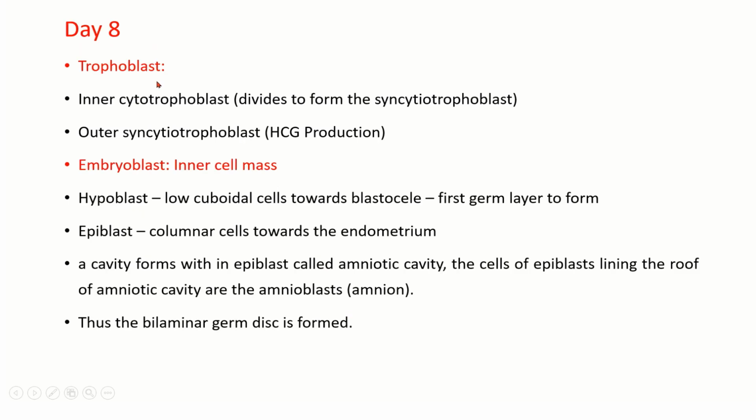So on day 8, what are the changes in trophoblast? The trophoblast will divide into two parts: the inner cytotrophoblast, which divides to form the outer syncytial trophoblast. The syncytial trophoblast produces human chorionic gonadotropin.